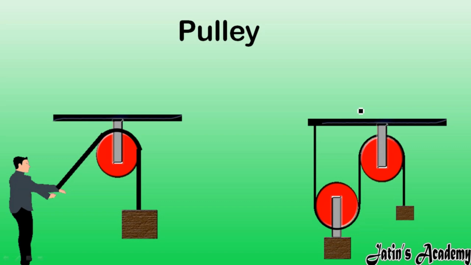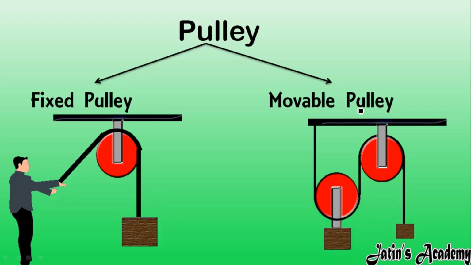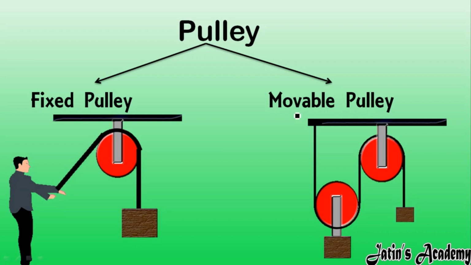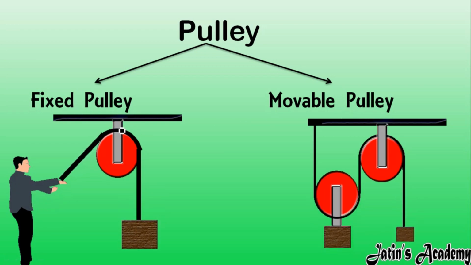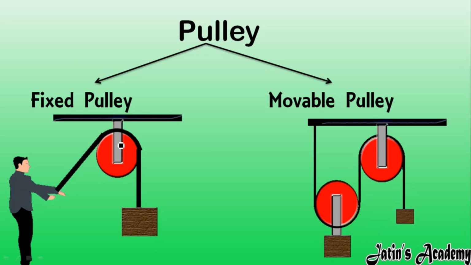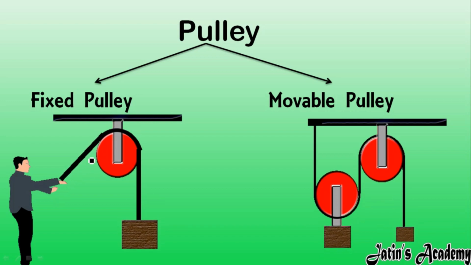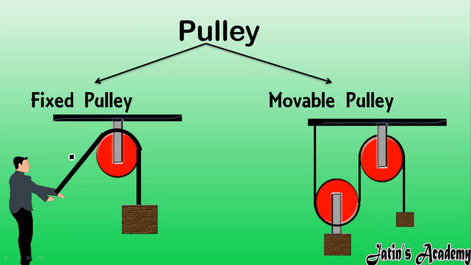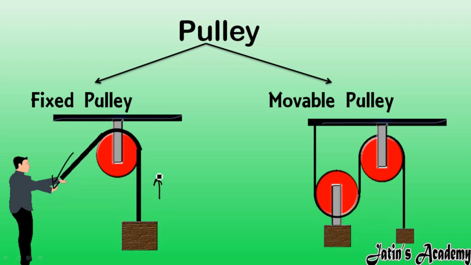Next we are having kinds of pulley. So pulleys are of two kinds. First we are having fixed pulley, second we are having movable pulley. As the name suggests, a fixed pulley is that pulley in which this circular disc is fixed at some point. Here the rope is attached, which means from one end we are going to apply effort, and from the other end the load is going to be raised up.